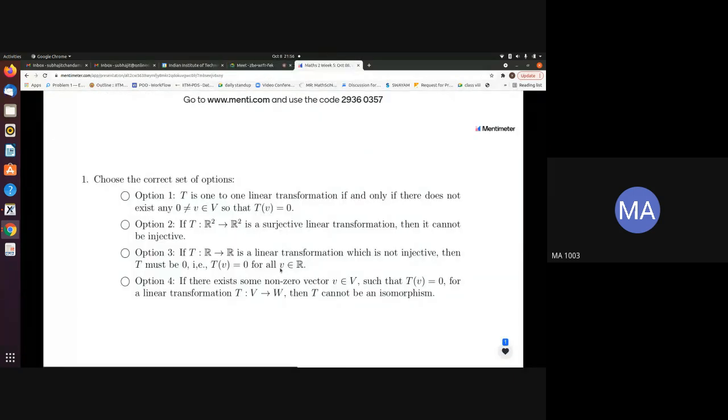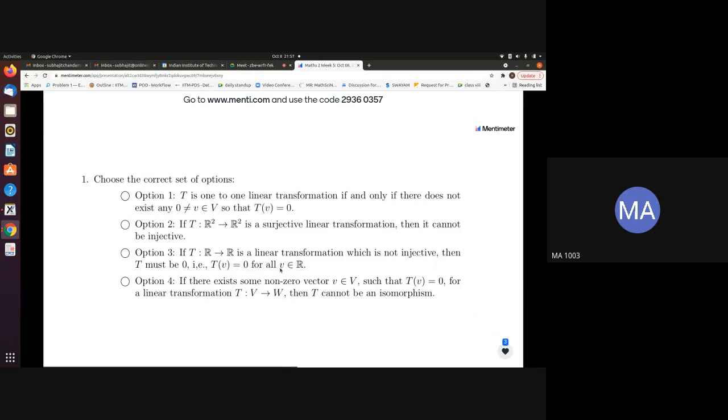Okay, so what about the first option? Is it correct? T is 1 to 1 if and only if there does not exist any non-zero vector v such that T v equals 0. Is it correct or incorrect? Yes, sir, it's correct, because only 0 will go to 0. No non-zero vector will go to 0, right? So this is correct.